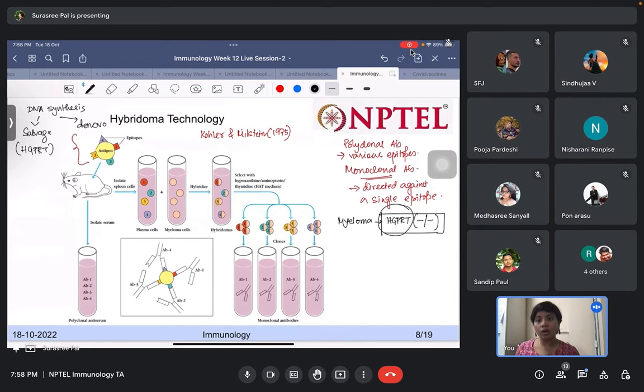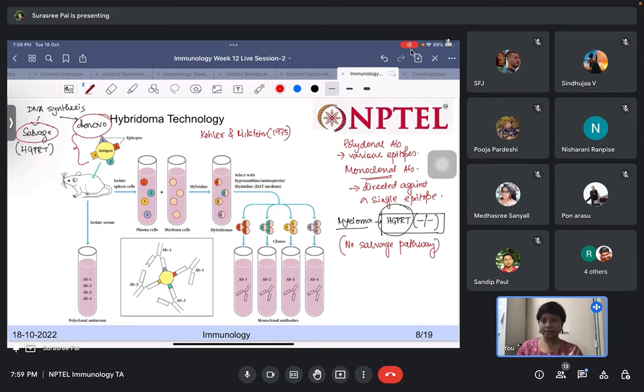Okay, the alternative pathway. So since the myeloma cells are HGPRT minus, what I mean to say is that the myeloma cells do not produce this HGPRT enzyme, so therefore this salvage pathway of DNA synthesis will not be occurring in the myeloma cells. No salvage pathway, right? So therefore the myeloma cells have to use this de novo pathway for their DNA synthesis, right?